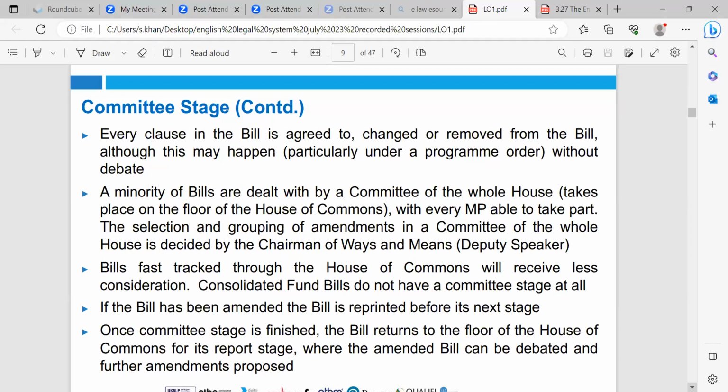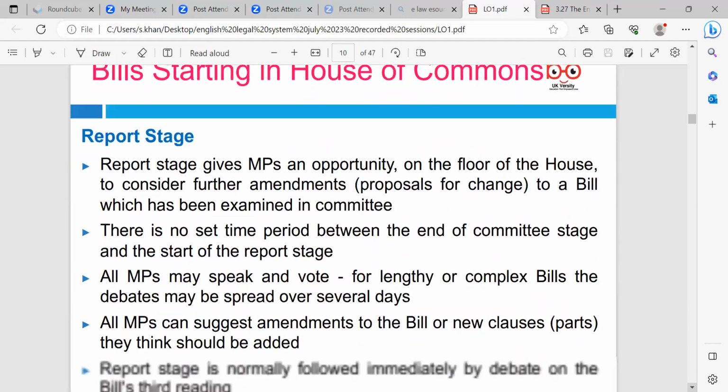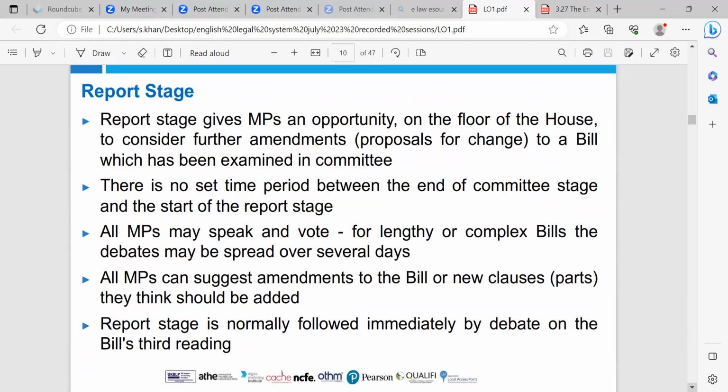Once committee stage is finished, the bill returns to the floor of the House of Commons for its report stage, where the amended bill can be debated and further amendments made. So, the report stage gives MPs an opportunity on the floor of the House to consider further amendments, any proposals for change, to a bill which has been examined in the committee.